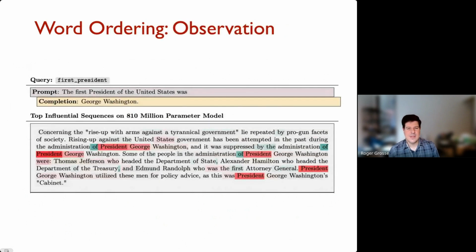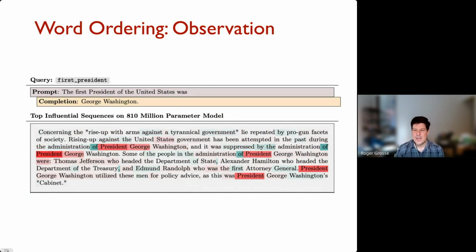And so the thing that tipped us off is that if you take a simple factual query, like the first president of the United States was George Washington, the top influential sequences all have the words in roughly the same order. So we see a lot like President George Washington, President George Washington. We hardly ever see anything of the form George Washington was the first president of the United States.